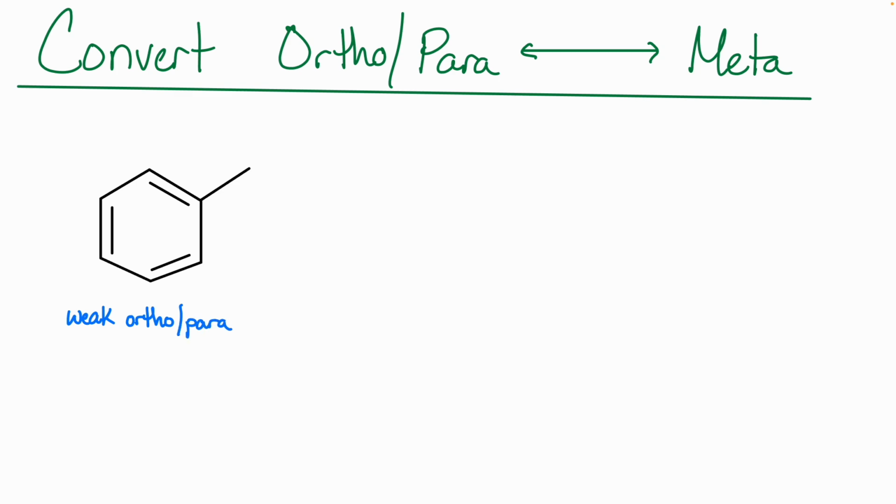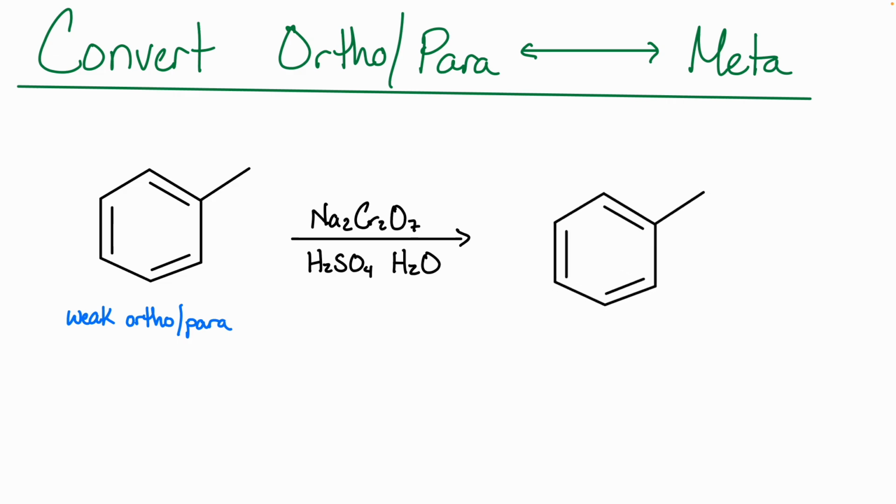All right, but if we rewind back to last chapter, we learned that we can take these benzylic carbons and we can perform an oxidation reaction. And we can oxidize that carbon all the way to a carboxylic acid, a fully oxidized carbon here, creating benzoic acid.